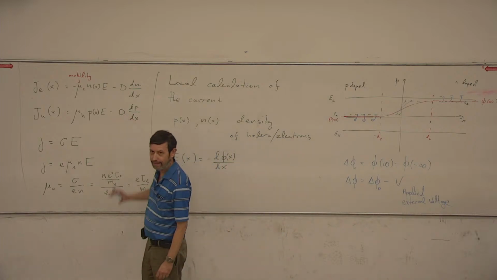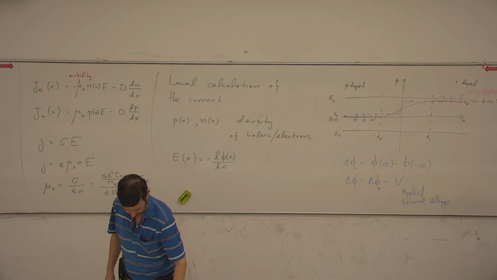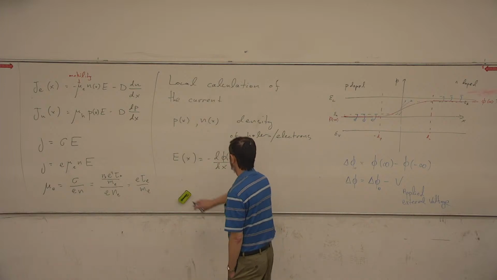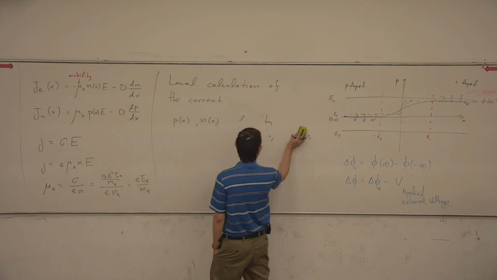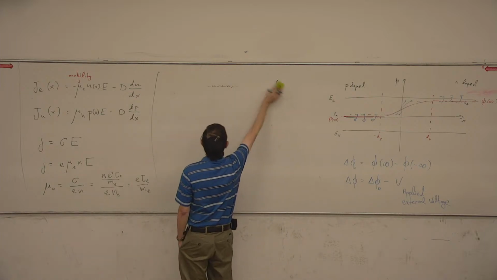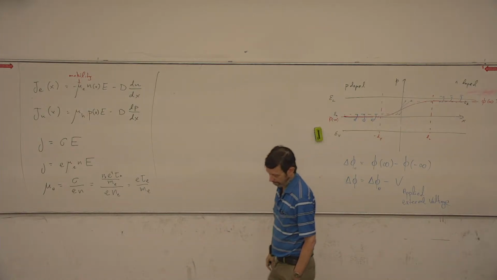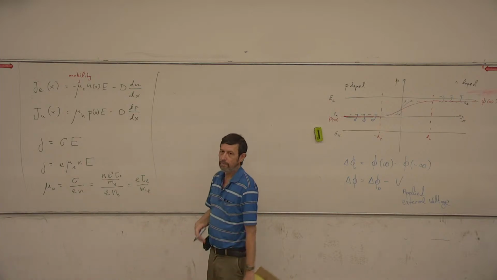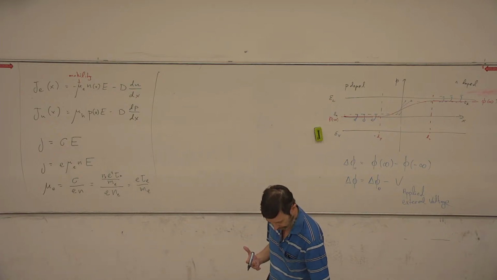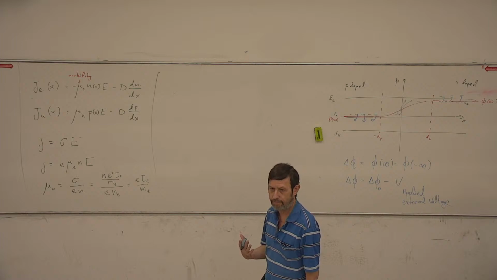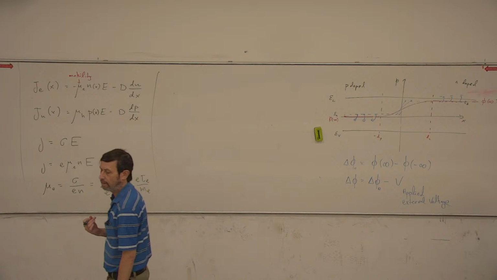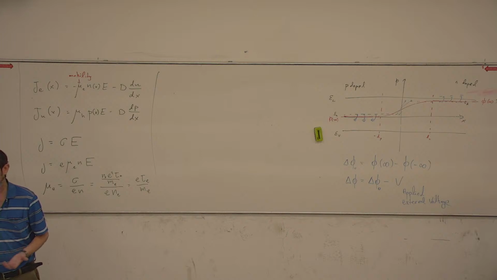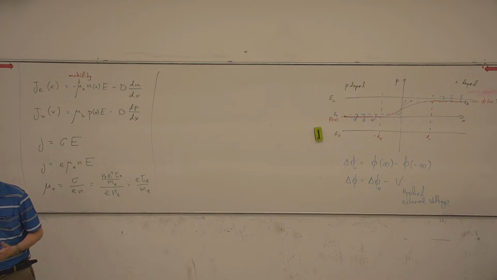So we know our components here. Okay. If we were at equilibrium, what would be the behavior of N or P in a semiconductor?